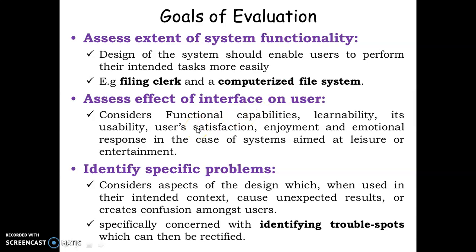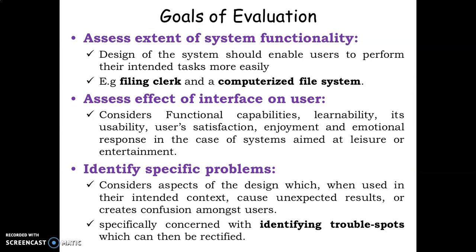Let's see the next one. Over here we say that it considers the functionalities which are involved in the form of functional capabilities, learnability, usability, user satisfaction, enjoyment of the user, and emotional response. In case of systems which are aimed at leisure or providing entertainment to the user, evaluating the system design in terms of functional capabilities is a major concern, and it is important to assess the user's expectation of interaction and its impact on the user.